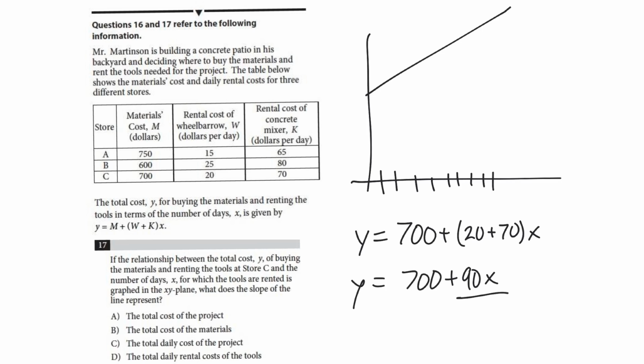So if we look at our answers, A says the total cost of the project. No, not that. The total cost of the materials. No, that would be the 700. Total daily cost of the project. Well, total daily cost, I guess that would be the total cost divided by the number of days. That doesn't really make sense for this situation. D, the total daily rental cost. Total daily rental cost, and yeah, I think that's going to be our solution.